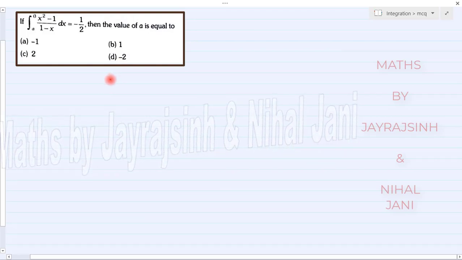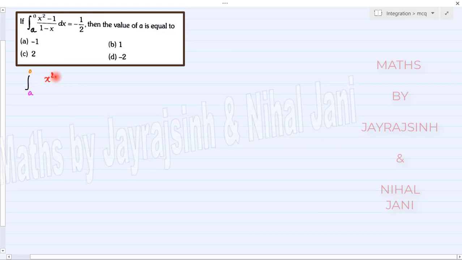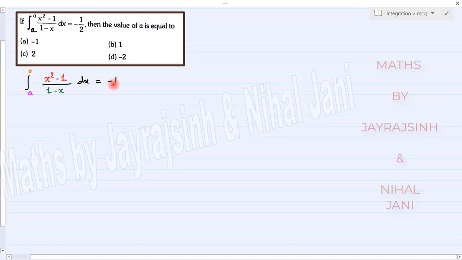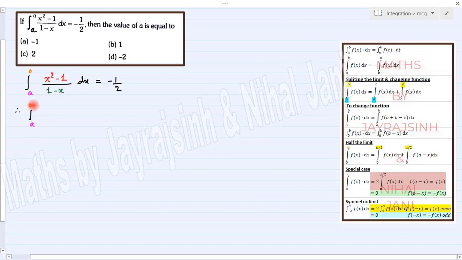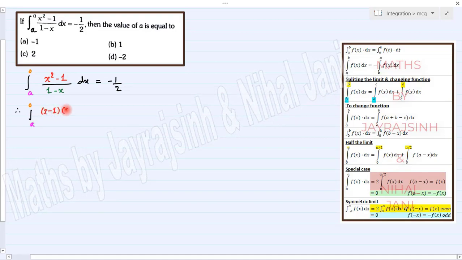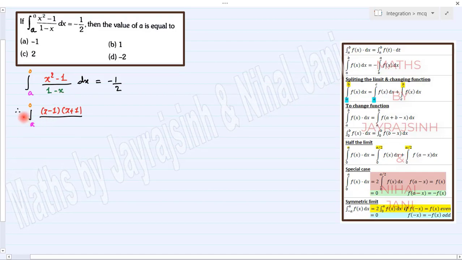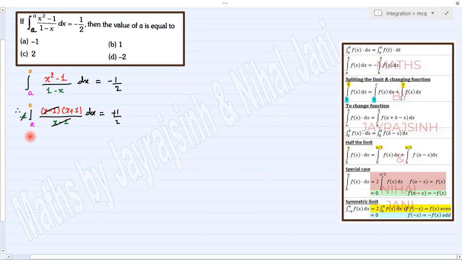In this question, it is given that the integration from a to 0 of x square minus 1 upon 1 minus x is equal to minus 1 by 2. And we have to find the value of a. So let's simplify. Integration from a to 0. In the numerator, we have x square minus 1. So we can split it into x minus 1 and x plus 1. And in the denominator, let's take the negative sign common. So we'll get x minus 1. On the right hand side, we have minus 1 by 2. So this minus minus becomes plus, and x minus 1 will be cancelled out.